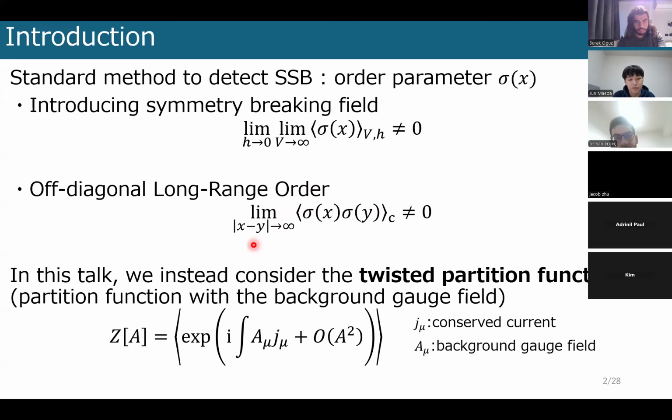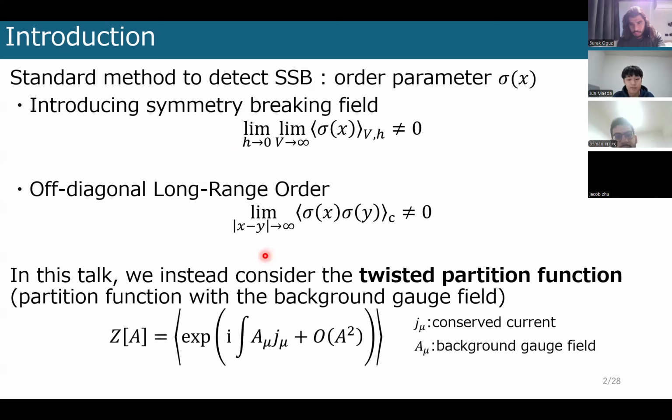However, in this talk, we instead consider as a method the twisted partition function, which is a partition function with a background gauge field for some symmetry. And for the continuous symmetry case, the twisted partition function is defined by this form. Because there is a conserved current, we can define this just as coupling the background gauge field to the conserved current.